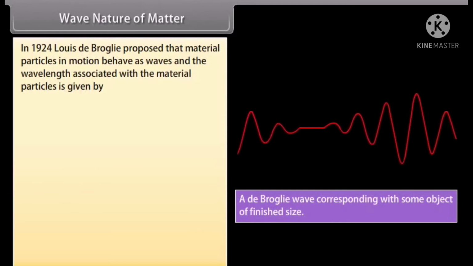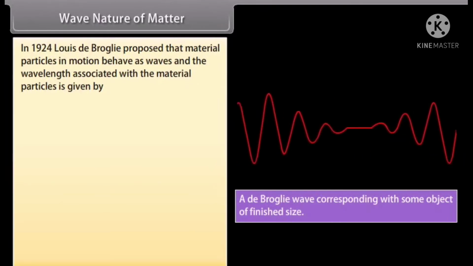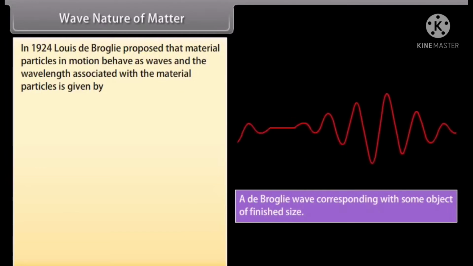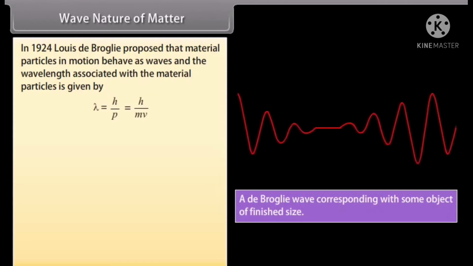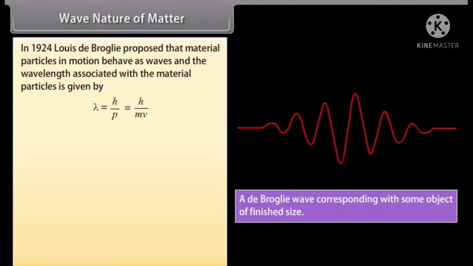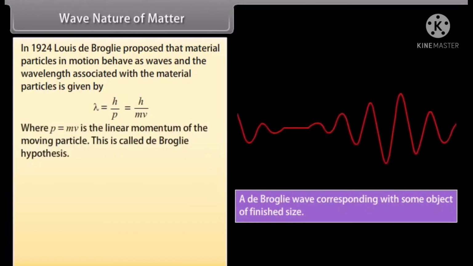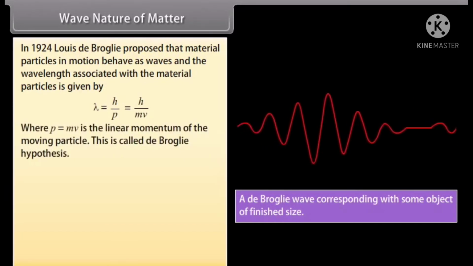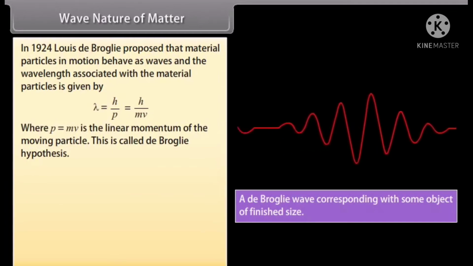Wave nature of matter. In 1924, Louis de Broglie proposed that material particles in motion behave as waves, and the wavelength associated with the material particles is given by lambda = h/p = h/mv, where p = mv is the linear momentum of the moving particle. This is called de Broglie hypothesis.